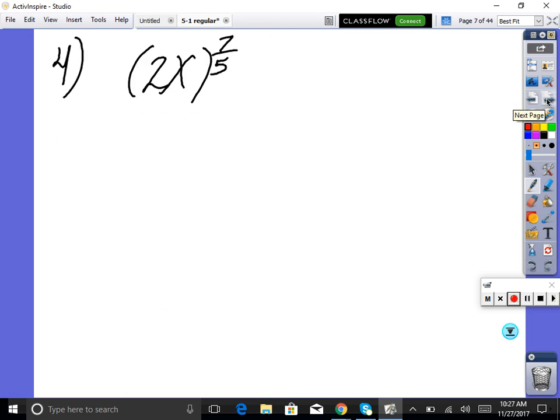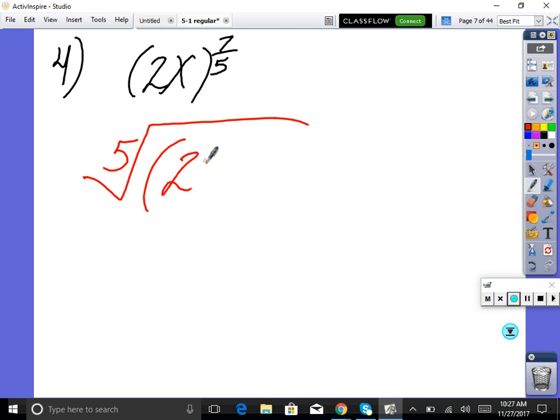Hey, look at number 4. Ready, go. Write it in radical form. On your own. Done? Hey, you said the what root? Okay, then what happened? Parentheses? 2x to the 7th. Good point.